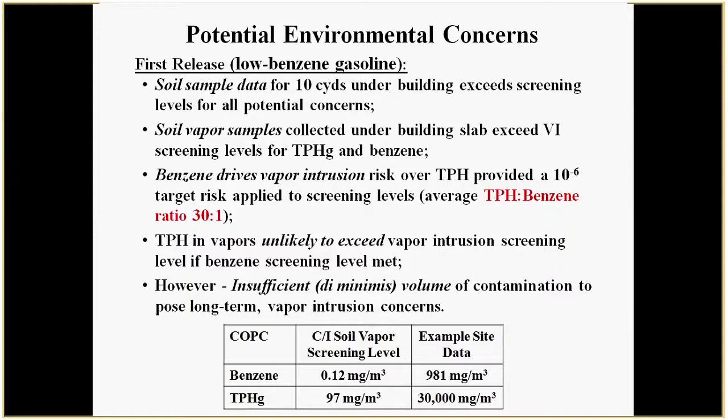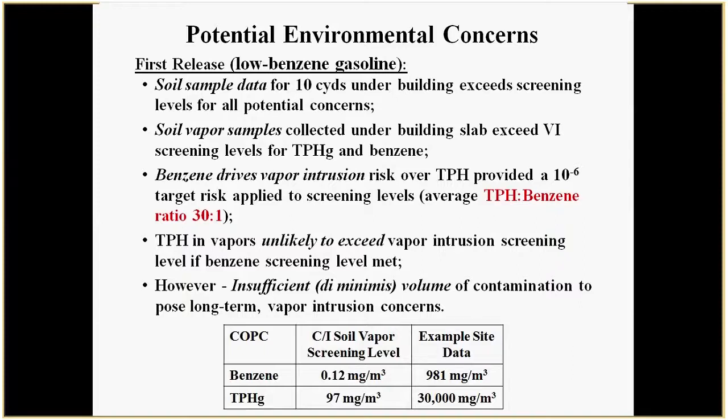Also, soil vapor samples collected on the building exceed vapor intrusion screening levels for TPH gasoline and benzene. So in this case, the ratio of TPH to benzene was 30-1 in the vapor zone of this building. That's a lot of benzene. Remember, we said under 300-1 benzene is probably going to drive risk. So in this case, benzene would drive theoretical vapor intrusion risk to the overlying building.